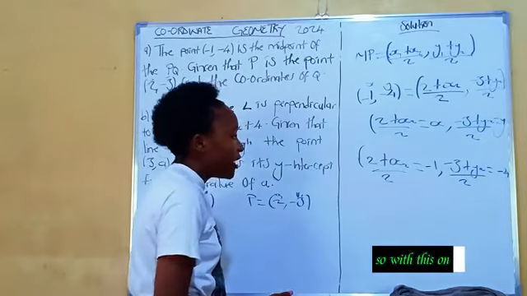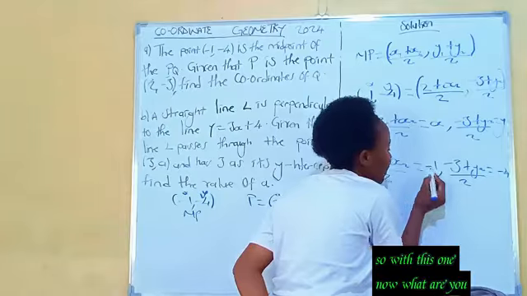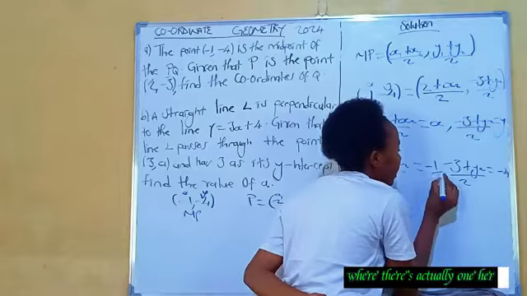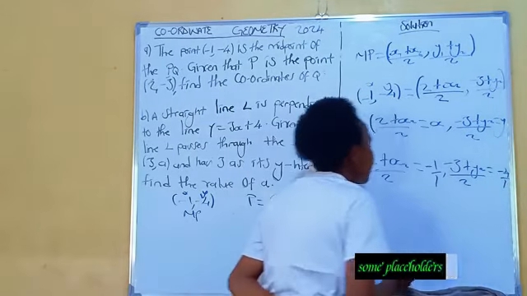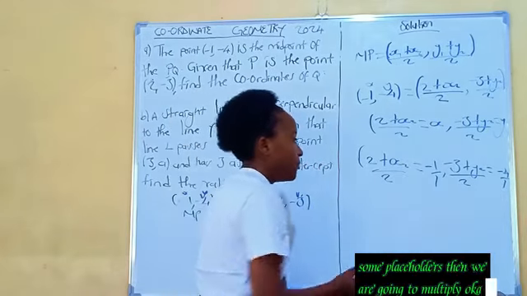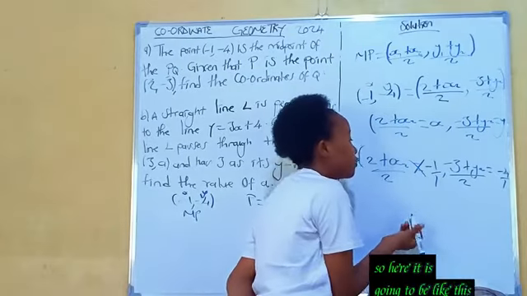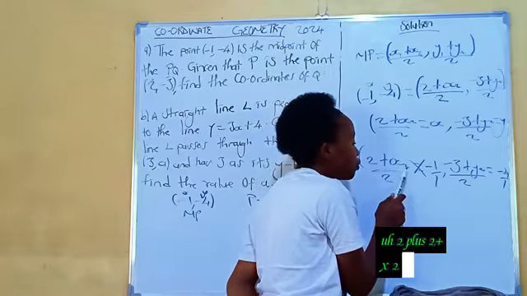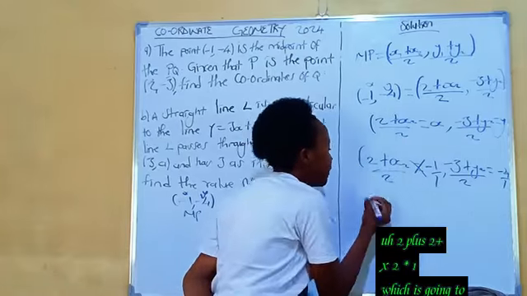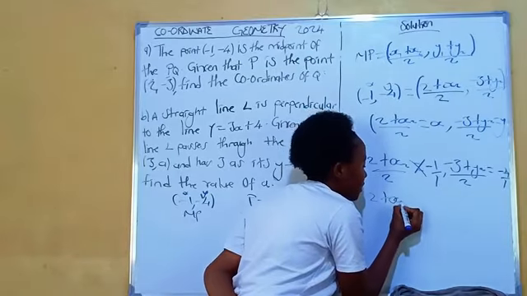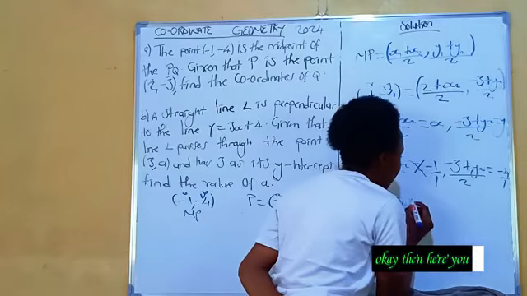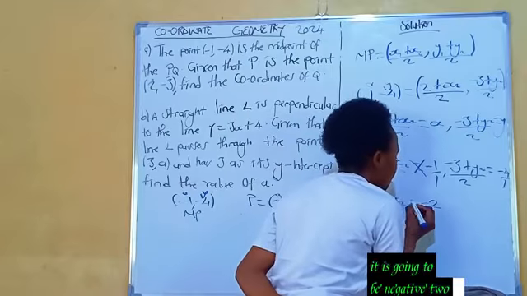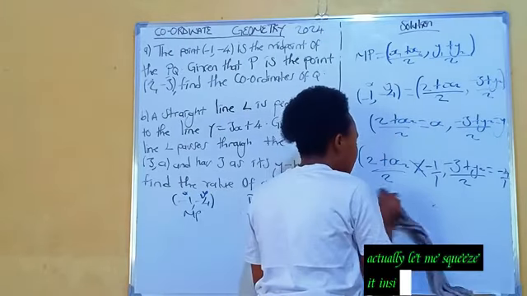With this one now, what are you supposed to do here? Here we're actually going to put a placeholder, while there's actually 1 here, we're going to put some placeholders. Then we are going to multiply. So it is going to be like this. You start first with this: 2 plus x2 times 1, which is going to be the exact way it is, which is 2 plus x2. Then here you indicate is equal to 2 times -1, which is going to be -2. Let me squeeze it this side because of space.